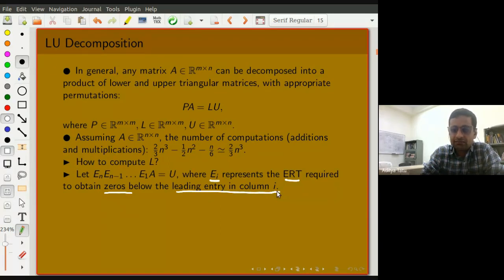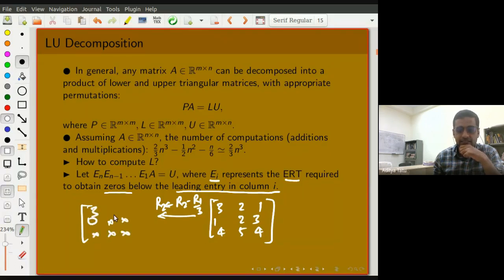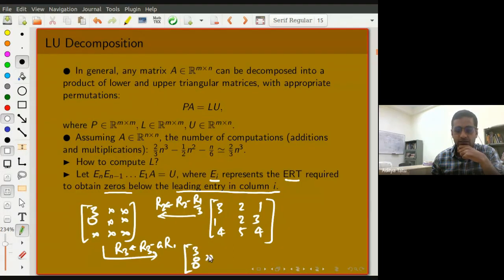There is a slight deviation from what we followed in the previous class. In the previous class, if this is your matrix A, let's say 3, 2, 1, 1, 2, 3, 4, 5, 4, something like this, then we used R2 to be R2 minus R1 by 3, so as to get a 0 here below 3. And we don't care about anything else. Then the next step is to use a row transformation between R3 and R1, so as to obtain the 0 here. The rest we don't care about.